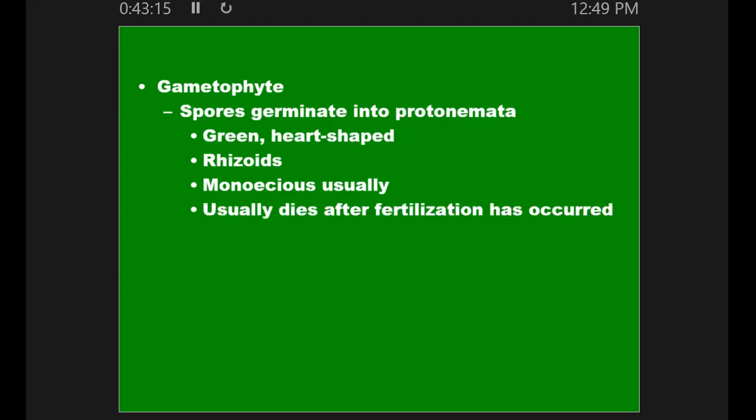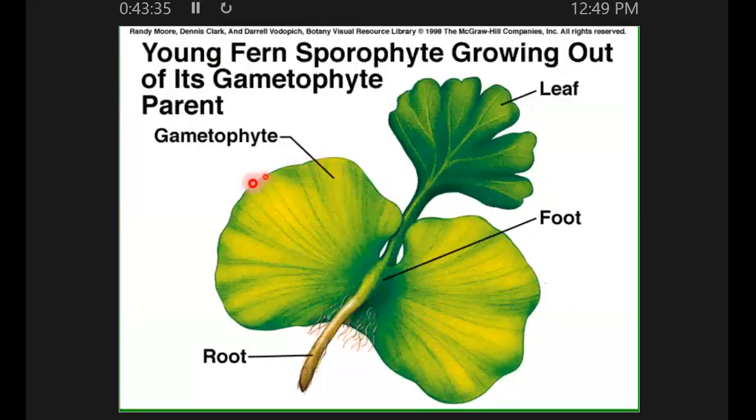And it's usually short-lived. After the egg and sperm unite, then the sporophyte starts to grow, but the gametophyte tends to die. And so it's short-lived typically. Okay, so not much to the gametophyte, but they're cute looking. So here you can see a kind of a heart shape, the way it's drawn with some rhizoids coming off. And then here you can see the sporophyte. So you're right in the cleft of the heart, that's where the egg was. Okay, so that egg got fertilized, and now the sporophyte is growing from that position.